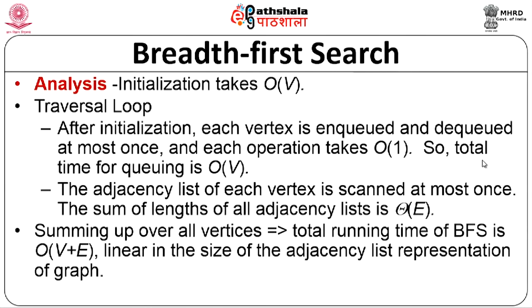So, the analysis of breadth first search: initialization of the whole thing takes order of V. Remember, V is the number of vertices. It is a traversal loop. After initialization, each vertex is enqueued and dequeued at most once, and each operation takes order of 1. So, total time for queuing is of the order of V. The adjacency list of each vertex is scanned at most once, so the sum of the lengths of all adjacency lists put together is obviously the number of edges, which is of the order of E. Summing up everything, the total running time of a breadth first search is of the order of V plus E. It is linear in the size of the adjacency list representation of a graph. Remember, a graph could be represented as an adjacency list or an adjacency matrix. Here we are talking about the adjacency list representation.